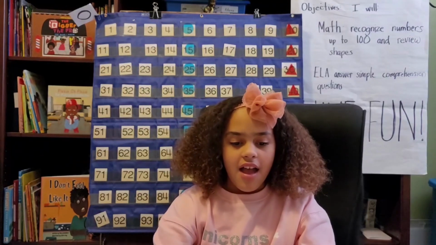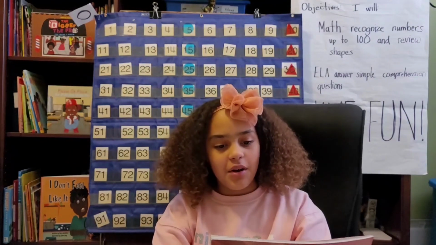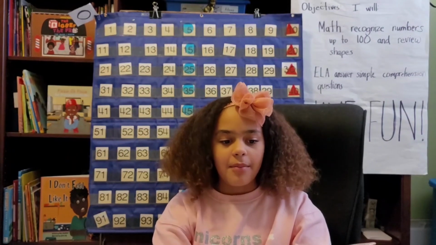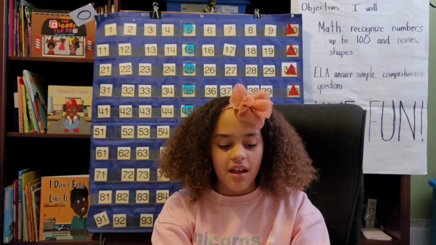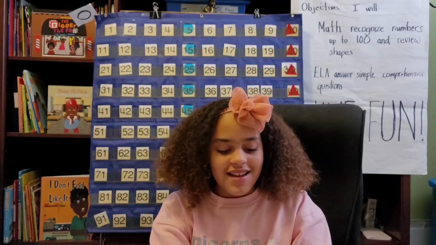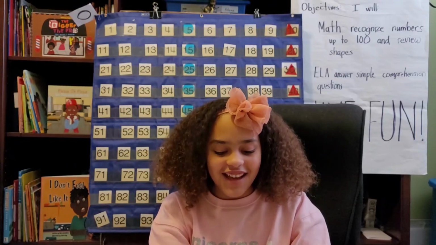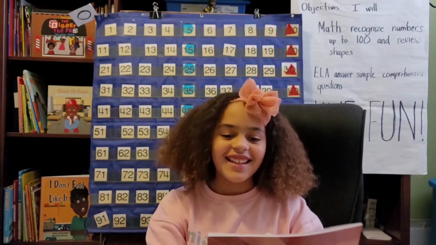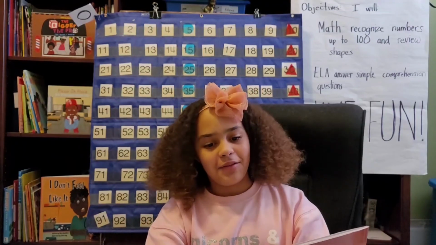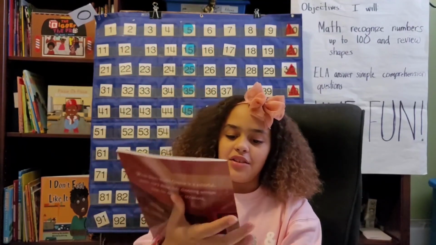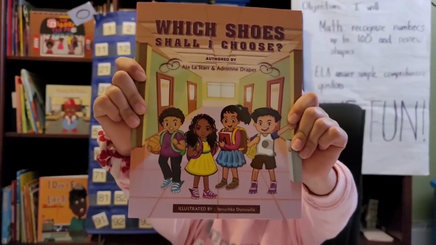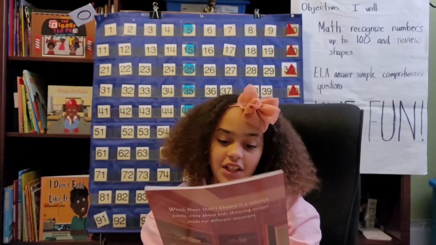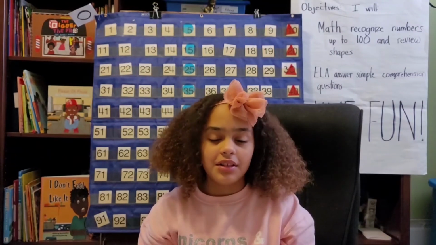Asia. This book was authored by Aja La'Starr and Adrienne Draper and illustrated by Yanishka Dunawila. Sorry if I'm saying that wrong. But as you can see, those are some really great pictures. So the illustrator did a really good job.